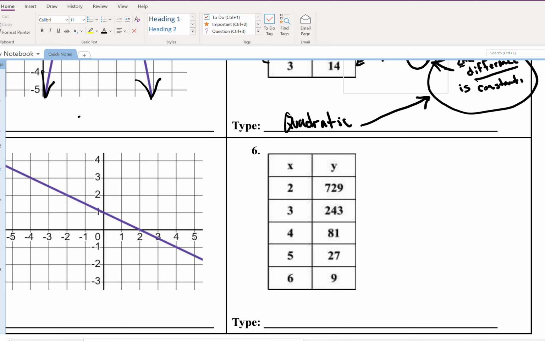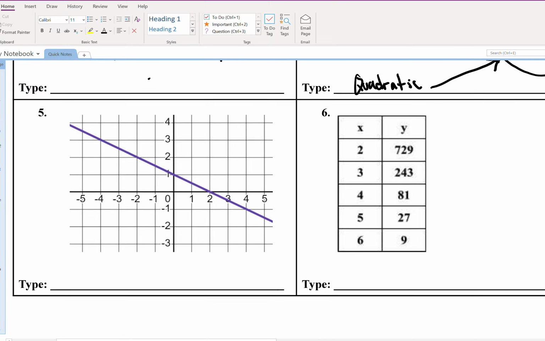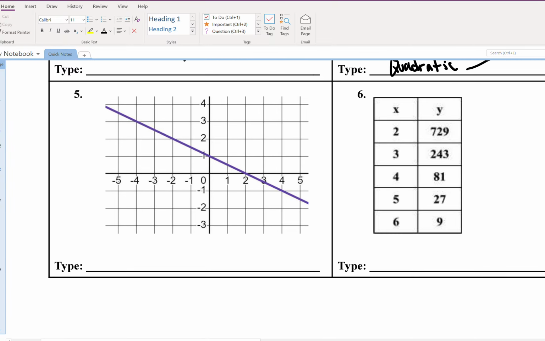Hello, welcome. This is a video on comparing linear, exponential, and quadratic functions. And so we're going to do this by the graphs and also by the tables. And I'm going to do two problems here.